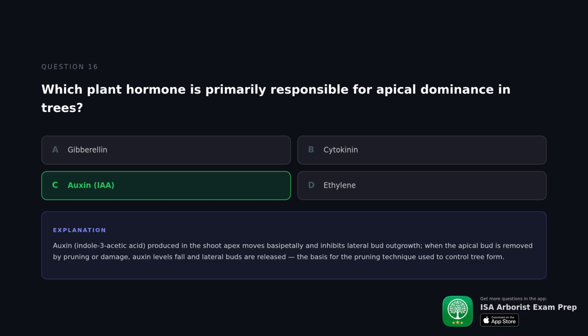The correct answer is Auxin-IAA. Auxin, indole-3-acetic acid, produced in the shoot apex moves basipetally and inhibits lateral bud outgrowth. When the apical bud is removed by pruning or damage, auxin levels fall and lateral buds are released, the basis for the pruning technique used to control tree form.